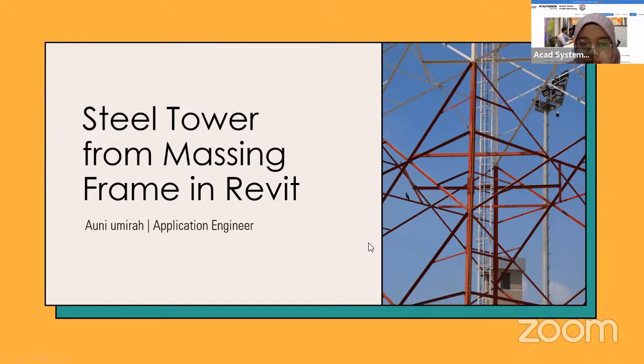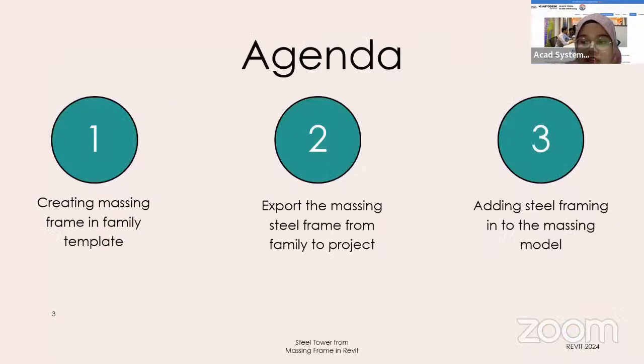Okay. So for today's lesson, we're going to show you how to create a steel tower from meshing frame in Revit. So here I share to you our agenda for today's lessons. Today we will be creating the meshing frame in family template in Revit. And after we're done with creating the meshing frame in family template, we're going to export it into our project. And after we export it, we're going to add the steel framing in the meshing model. And then we're going to create the connections and we're done.